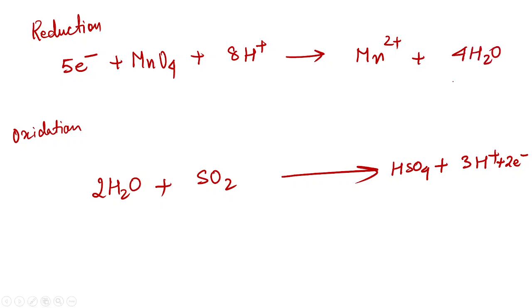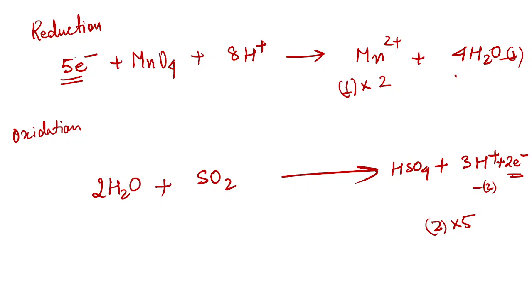Now in these reactions, the number of electrons in both the half reactions should be equal. This 5 and this 2 can be made equal only if we multiply this equation by 2. Suppose we consider this one as equation 1 and this one as equation 2, then we have to make the number of electrons equal. That is only possible if you multiply equation 1 by 2 and equation 2 by 5. Let's multiply. What will happen?